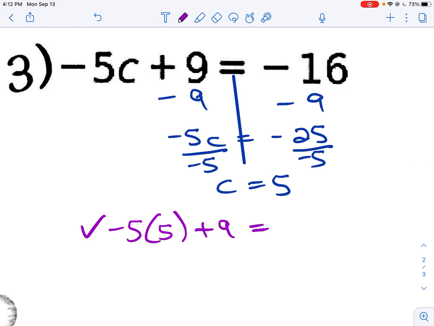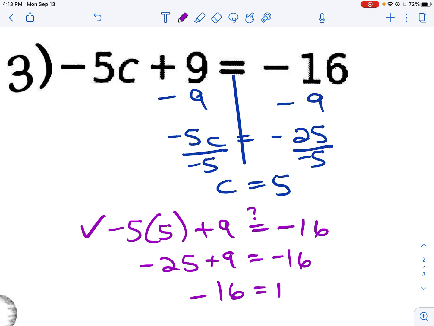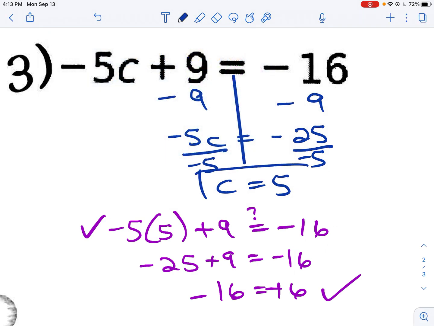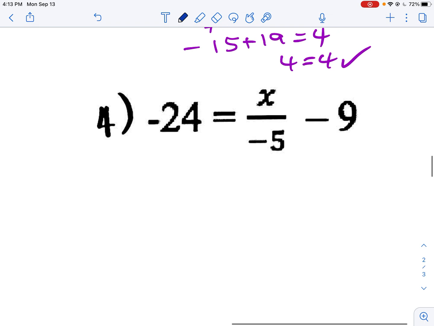So negative 5 times 5 plus 9, does that equal negative 16? Negative 25 plus 9. There are more negatives than positives, so the answer is negative. 25 minus 9 is 16. So yes, we do have the right answer. C does equal 5.